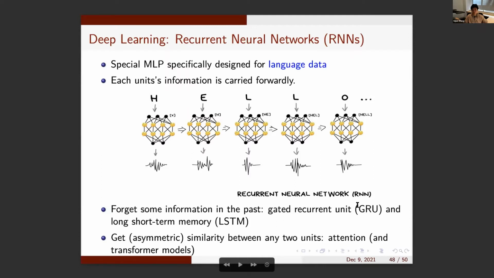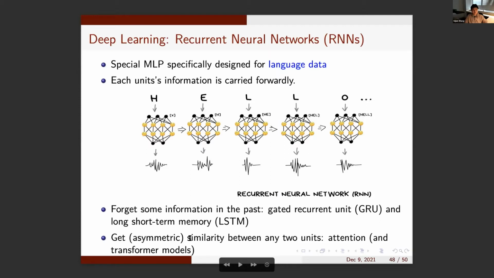And just utilizing this kind of spirit, there are 2 kinds of methods. One is the gated recurrent unit, GRU. Another is long short-term memory, LSTM. They have actually been shown to give a great improvement over traditional recurrent neural networks. And later, people found that these 2 methods are still not good enough for some complicated problems. Then people came up with the attention idea.